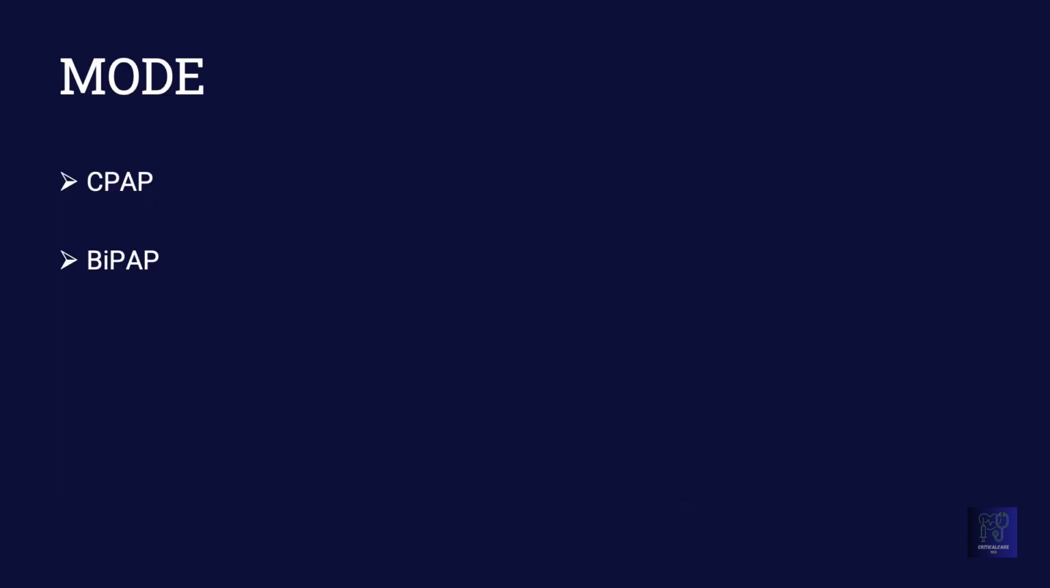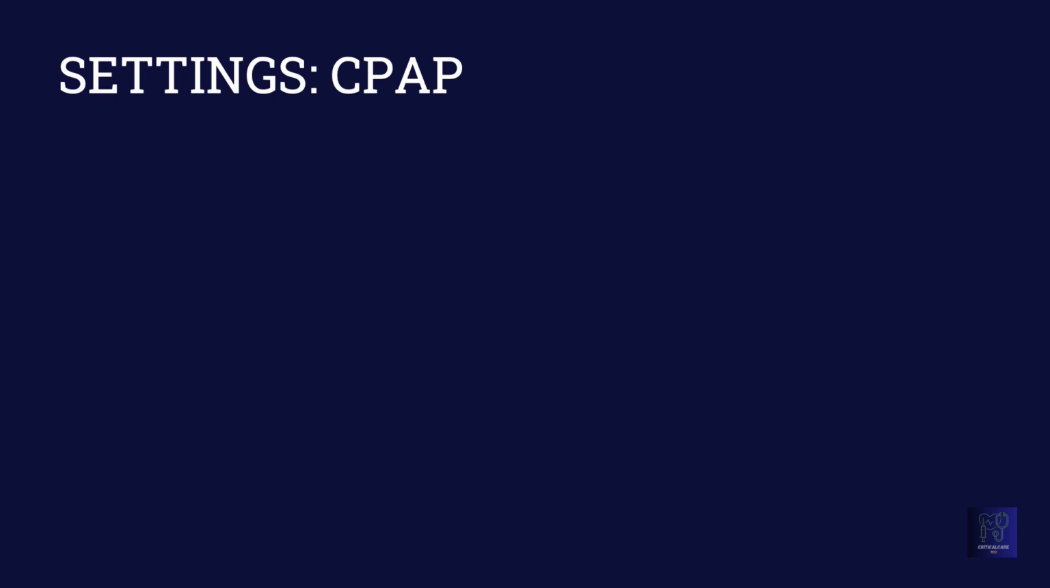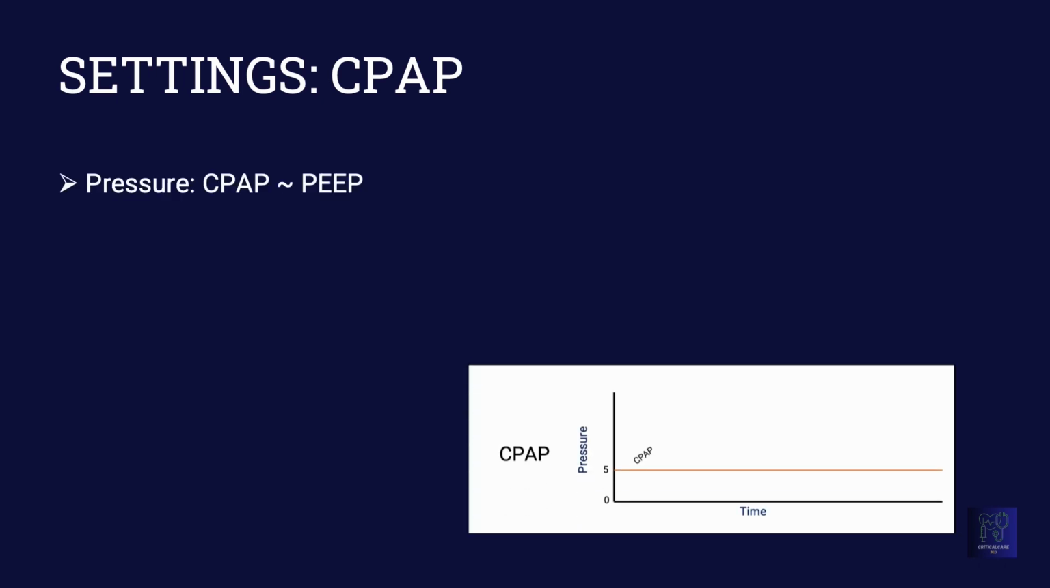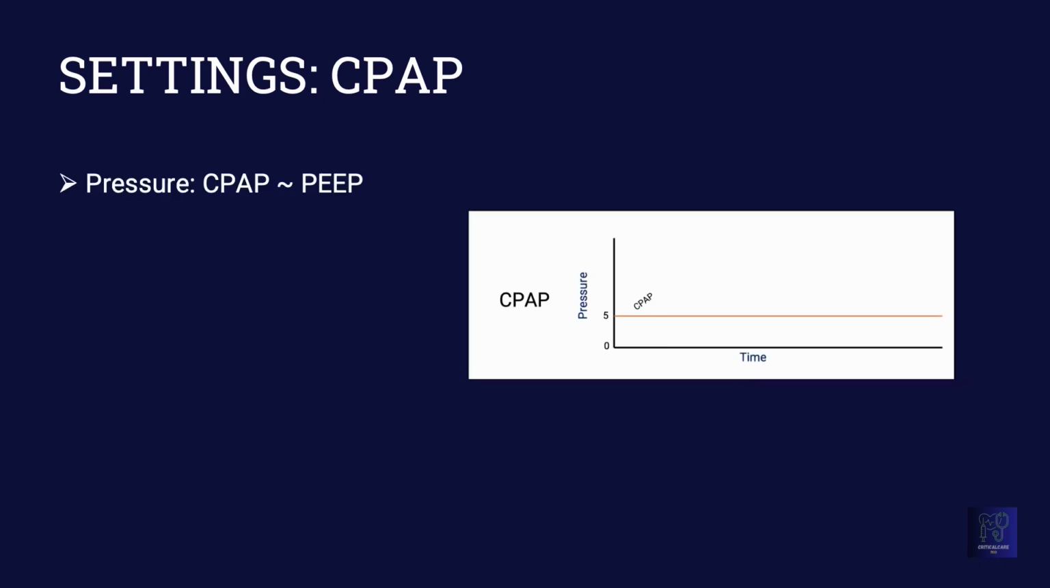There are multiple modes available, but CPAP and BiPAP are the ones most commonly used. CPAP stands for Continuous Positive Airway Pressure. As the name suggests, the machine tries to maintain a constant pressure and doesn't change it between inspiration and expiration. At the upper airways level, CPAP keeps the upper airway splinted open, so it treats OSA. At the lower airways level, it does the same job as PEEP, so improves oxygenation. The range of pressure on CPAP is 5 to 20 centimeter water pressure.